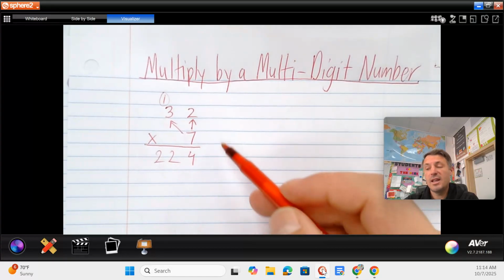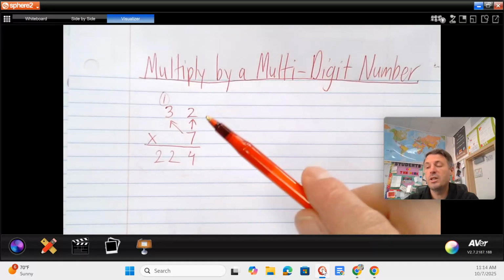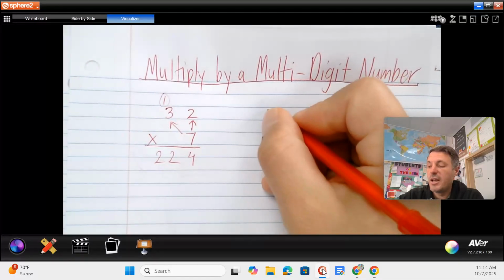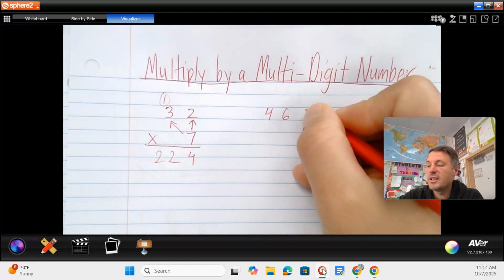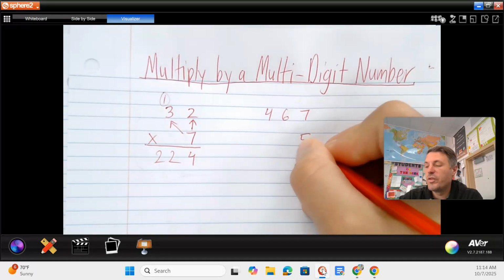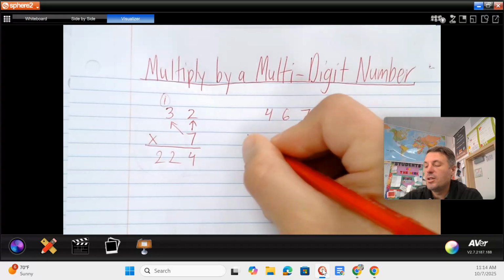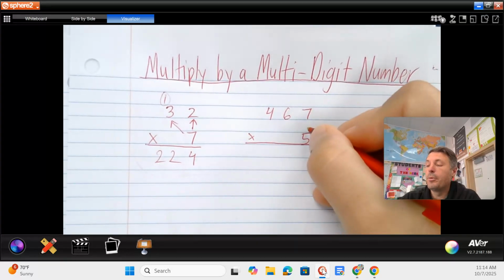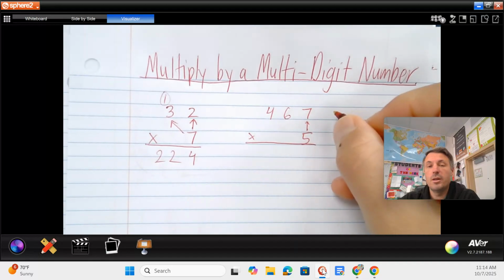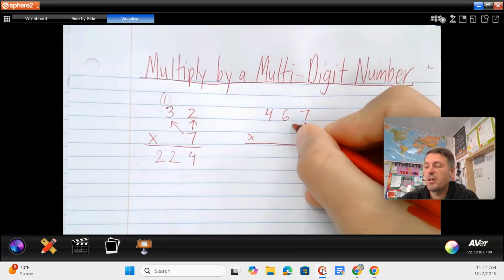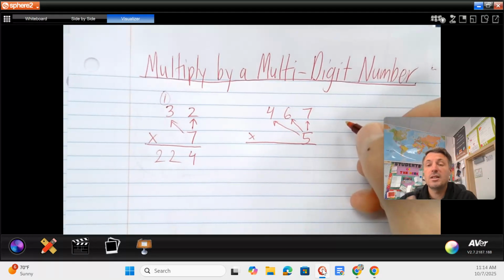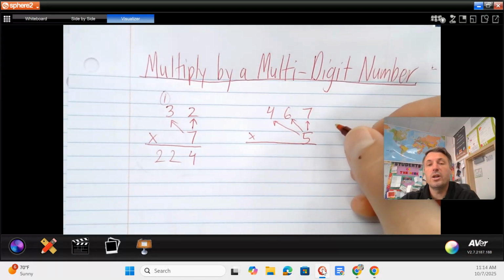Now what we're doing today is just like this, we're just increasing the amount of digits in the top number. So let's say we had 467 times 5. You do it the exact same way. You just multiply the number on bottom by the number on top in the ones place, then by the number on top in the tens place, then by the number on top in the hundreds place, and so on. And you regroup when necessary.